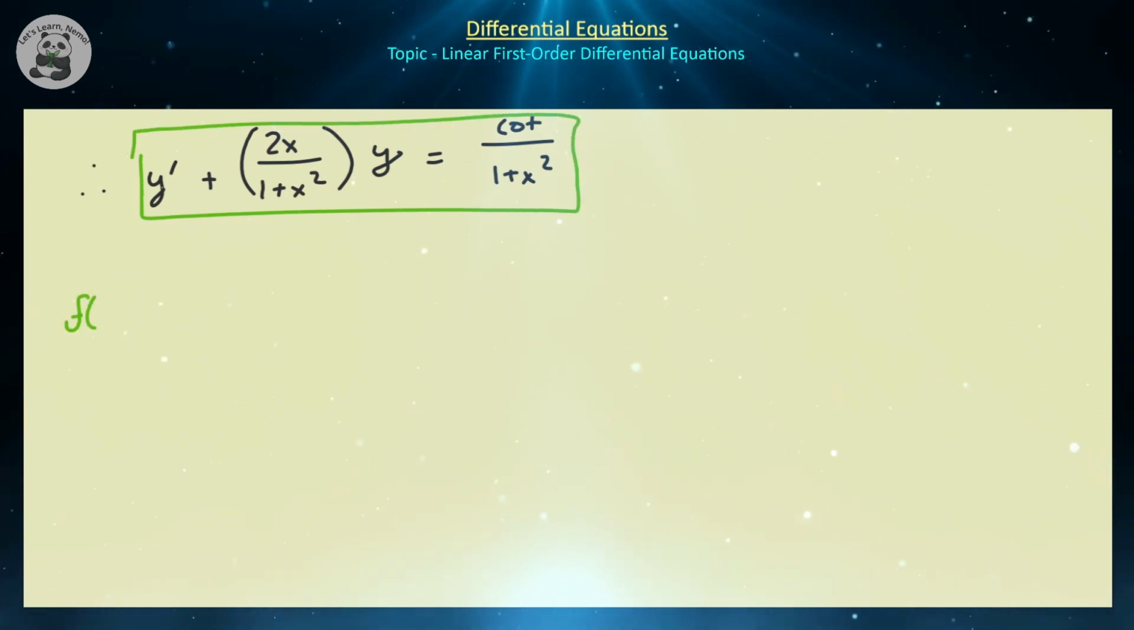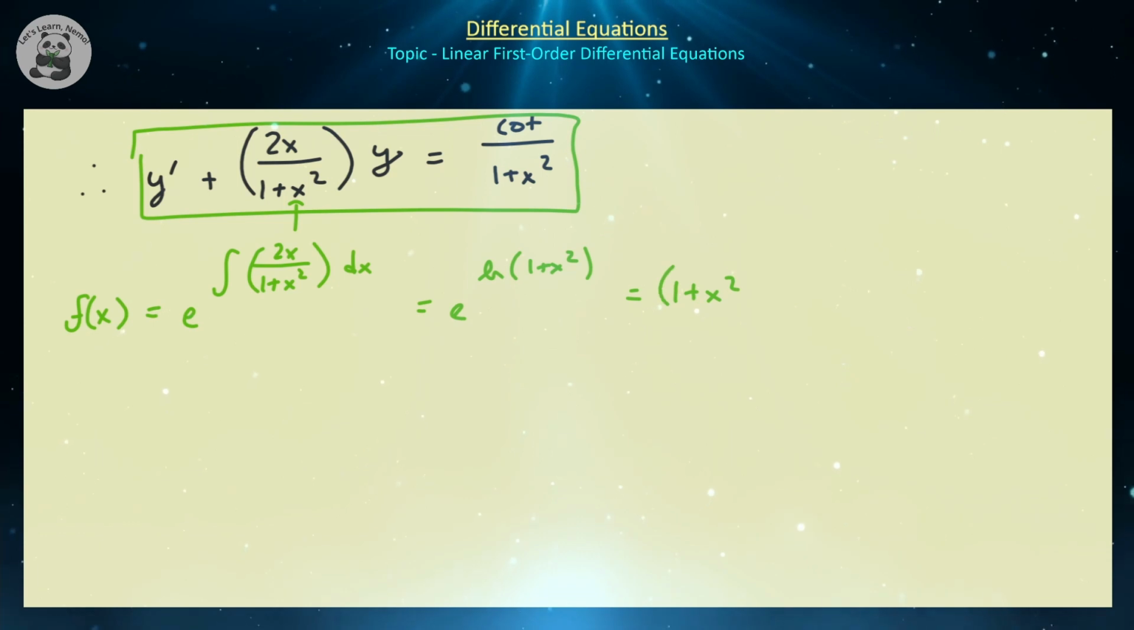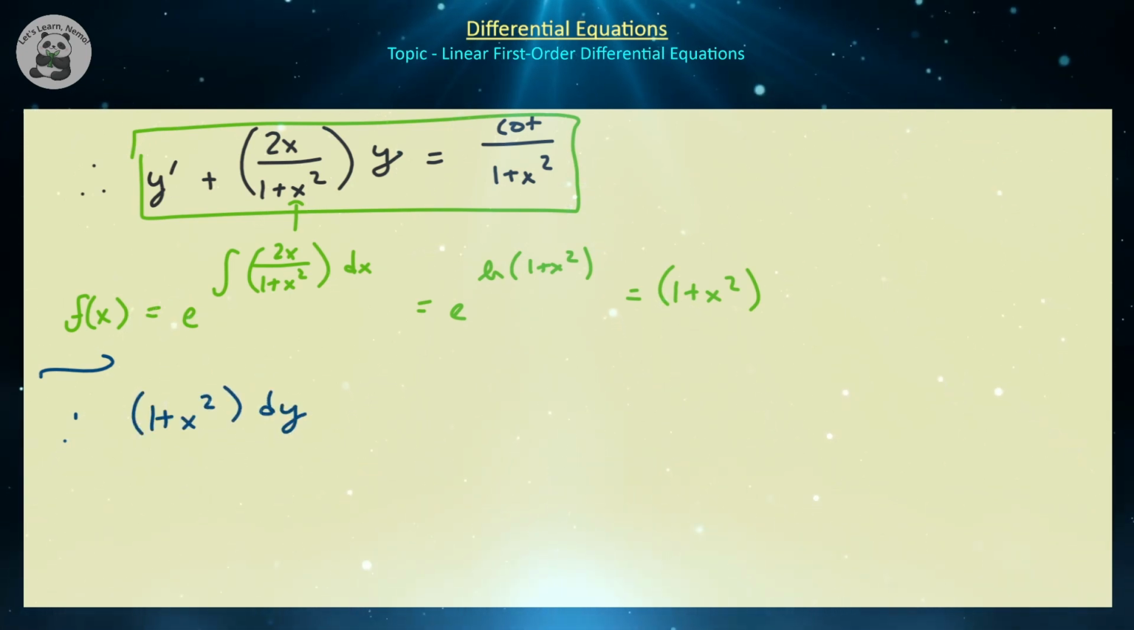So our special function that we seek is going to be equal to e to the integral of this function here, which is 2x over 1 plus x squared dx. You should be able to identify that as just a chain rule problem, because that's just the derivative of the natural log of 1 plus x squared. You could use a u substitution to verify that if you're not comfortable, which is equal to just 1 plus x squared, which means if we multiply both sides of this equation by 1 plus x squared, it's actually going to put us back where we started.